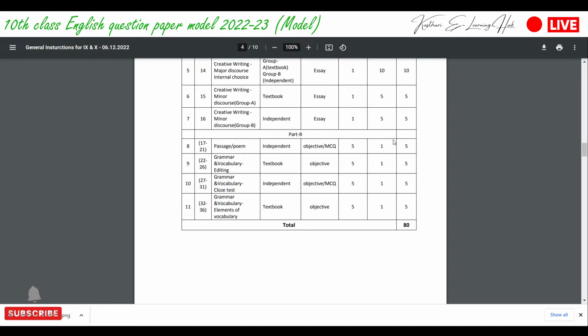Each one carries 1 mark. 5 questions are going to be asked. And then editing, as usual, you have to write the full sentence. Each one carries 1 mark, 5 marks. Total 5 marks. Right? And then objective types, again closed test, grammar and vocabulary, objective type questions, that's for 5 marks, each one 1 mark. And again grammar and vocabulary, elements of vocabulary, this is from the textbook. Here the word is underlined and some instructions are given. Write the correct form, write the plural form, write the antonym, write the synonym, such way the questions are asked. That is for 5 marks.